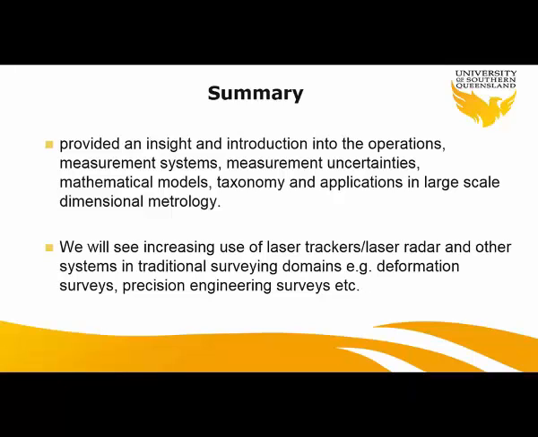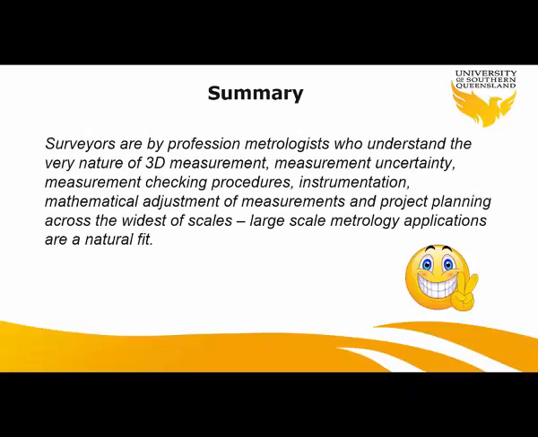In future, I think there will be an increasing use of laser trackers and radar. That's why we tried to cover that in this course, especially if you end up working in monitoring surveys, deformation surveys or precision engineering surveys, which some of you may. Then you have an insight into what the tools are and how they work. This is the quote of the day. You can go and read it yourself.